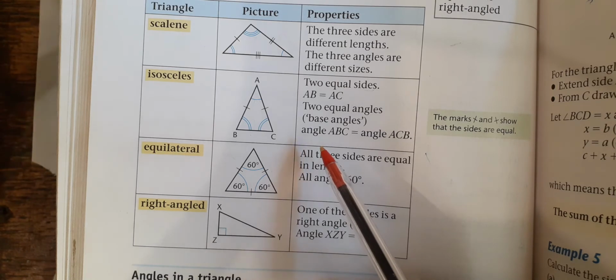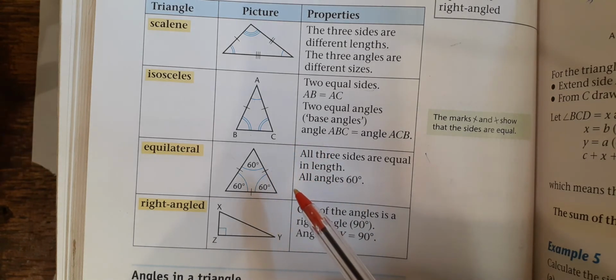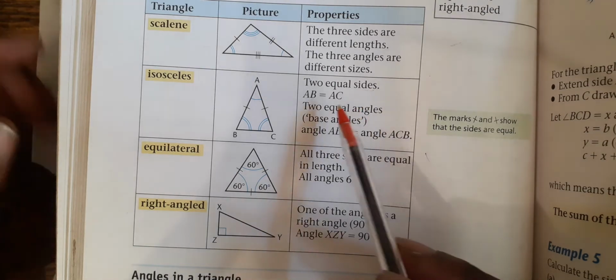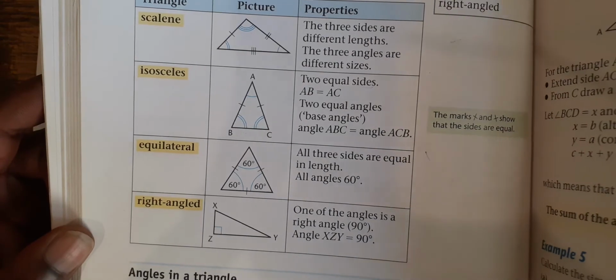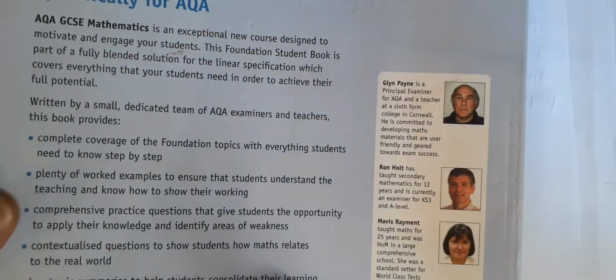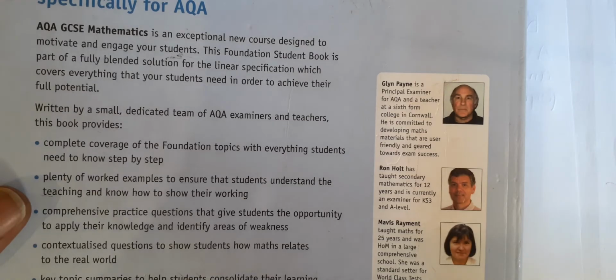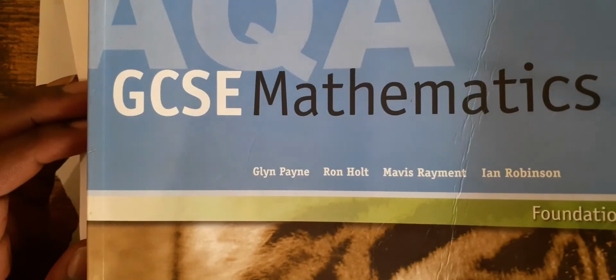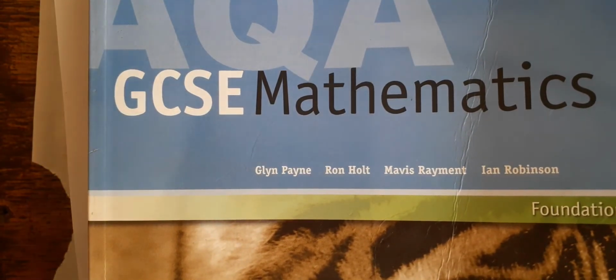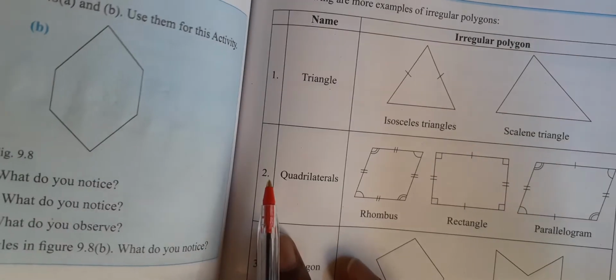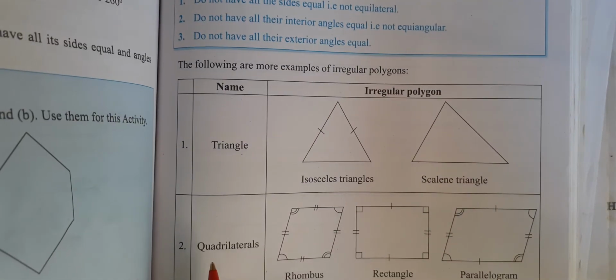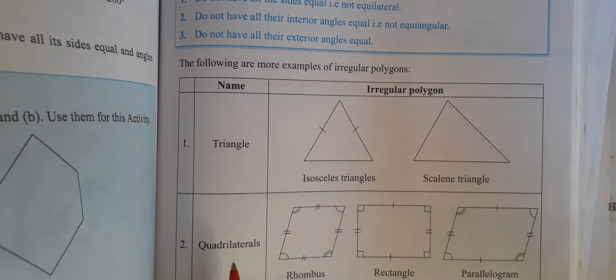I'm going to tell you what you are supposed to draw. Not these ones, I'm just trying to explain here. You can use this book if you have it. That's one of the books that I'm using. This is what I want us to draw now: name irregular polygon.